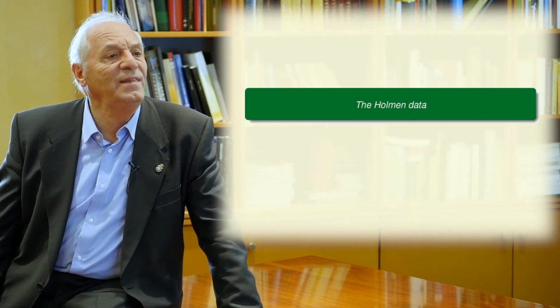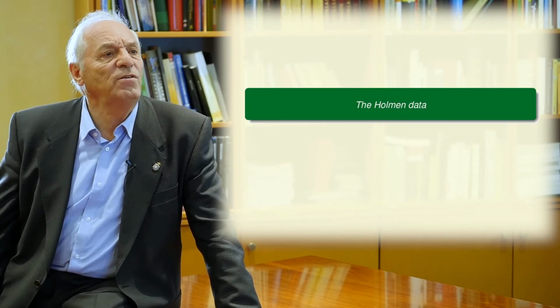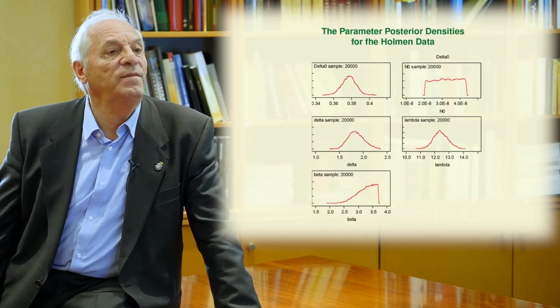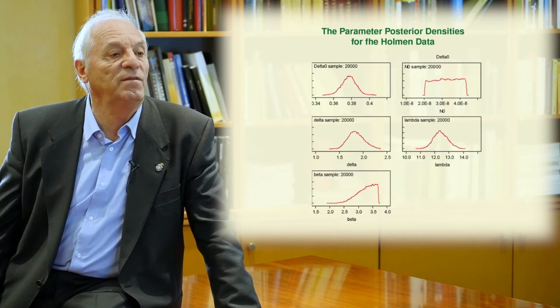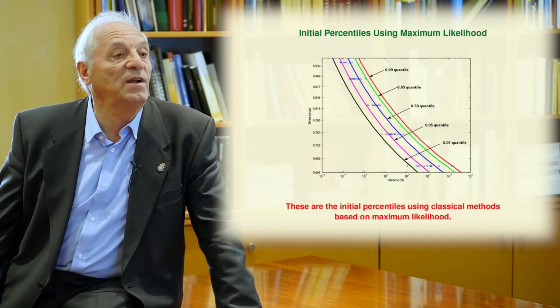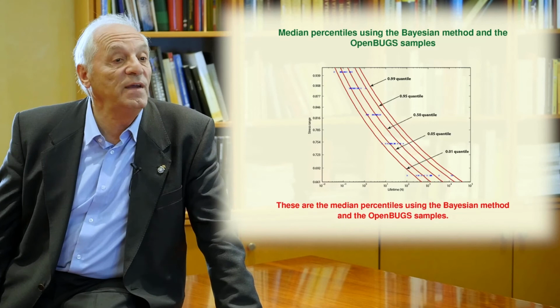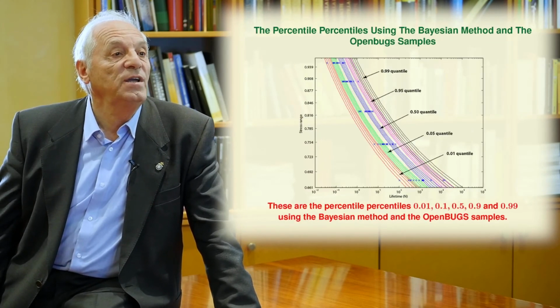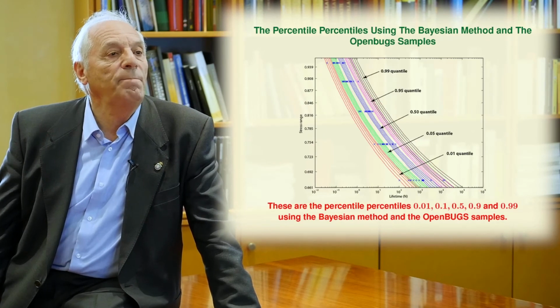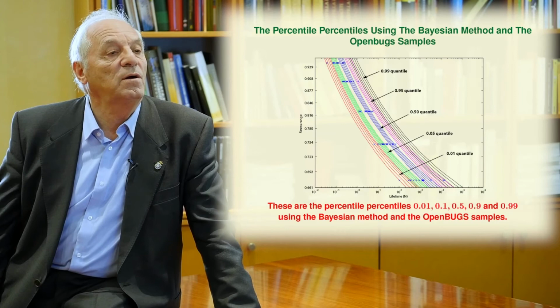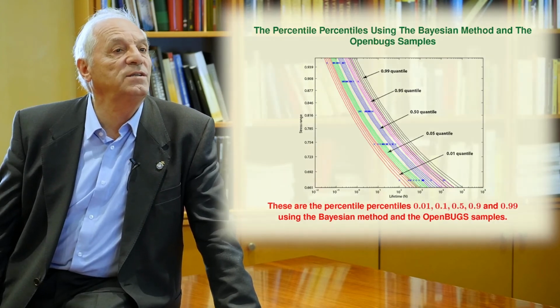also for the Holman data, which is another example, and these are the results of the posterior densities for the Holman data. These are the densities that you obtain for the different parameters. These are the percentiles corresponding to the classical methods. These are the median percentiles for the Bayesian approach, and these are the complete percentiles of the percentiles for the Holman data. You can see that the fit of the model to the data is very good.